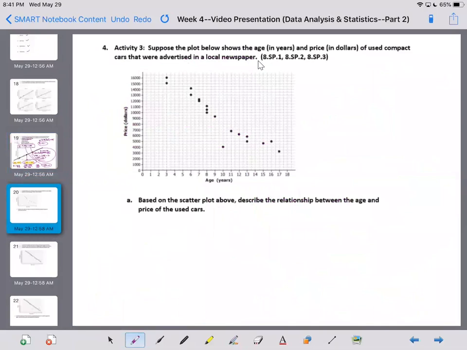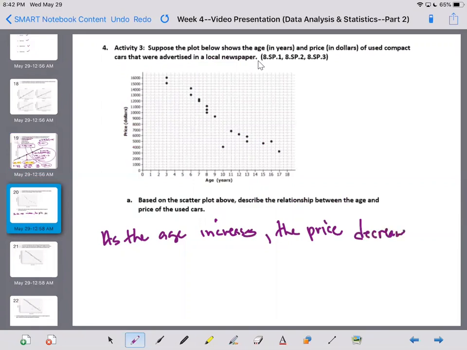So how we would always start our description of this: as the age in years increases, we would say the price decreases. Well, that would show a negative correlation. So as one increases, the other one decreases. This would be a negative linear association or a negative linear relationship to model the data.